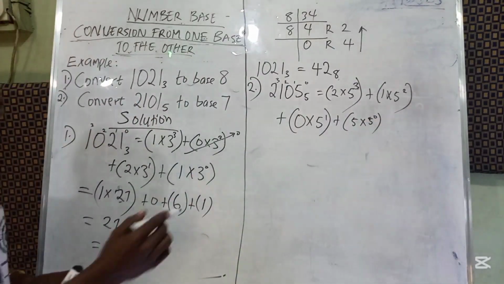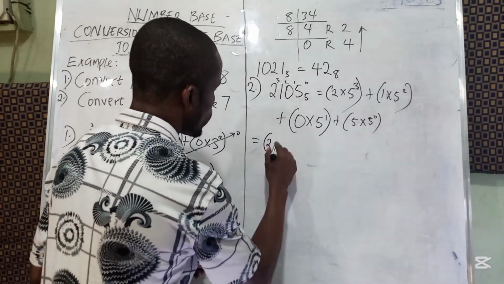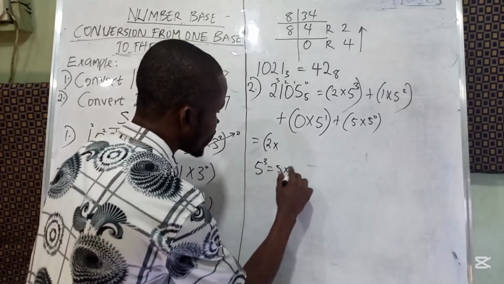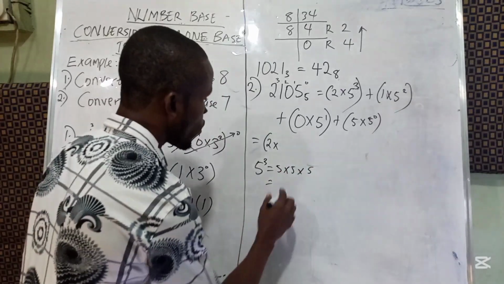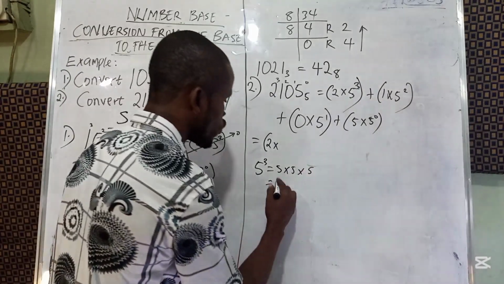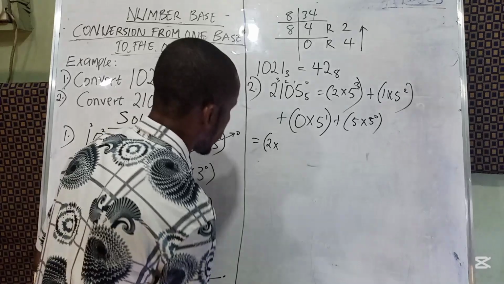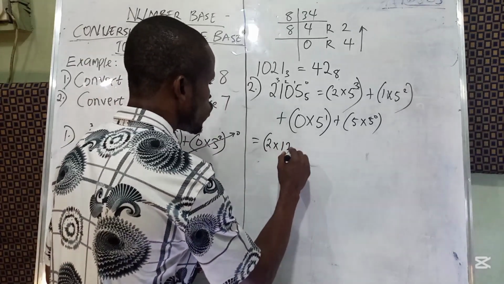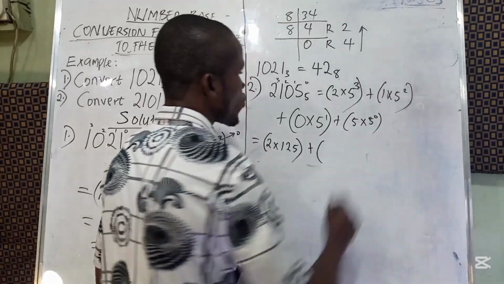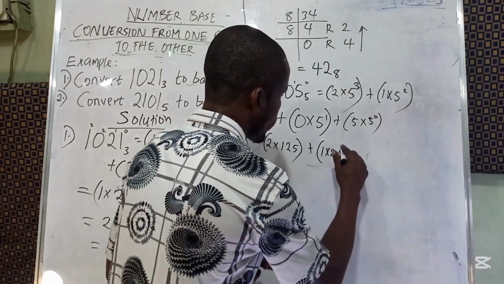So that's it. This gives us equals to, now 2 times 5 cube. 5 cube implies 5 times 5 times 5. 5 times 5 is 25, 25 times 5 is 125. So therefore that 5 cube is 125. So that's 2 times 125, right? Plus, now 1 times 5 square. 5 square is 25. That means 1 times 25, right?